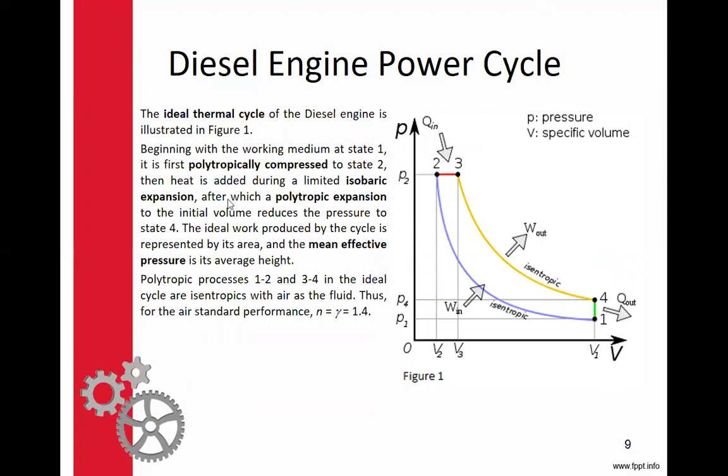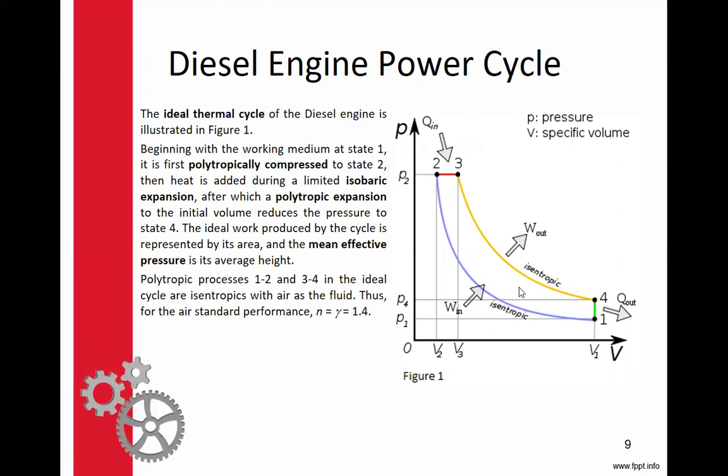Next, the diesel engine power cycle. So nakita nyo na rin ito sa power plant. The ideal thermal cycle of the diesel engine is illustrated in figure 1. Beginning with the working medium at state 1, it is first isentropically compressed to state 2, then heat is added during unlimited isobaric expansion. So straight lang yan, horizontal. Kung mag-lower sa'yo ito matabingi, hindi na yun isobaric, kasi pressure and volume. After which, polytropic expansion to the initial volume reduces the pressure to state 4.